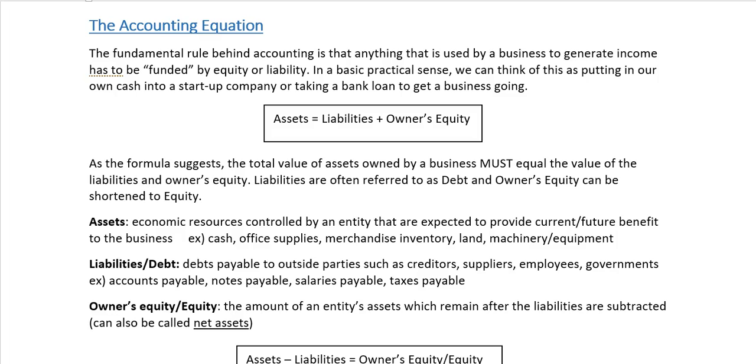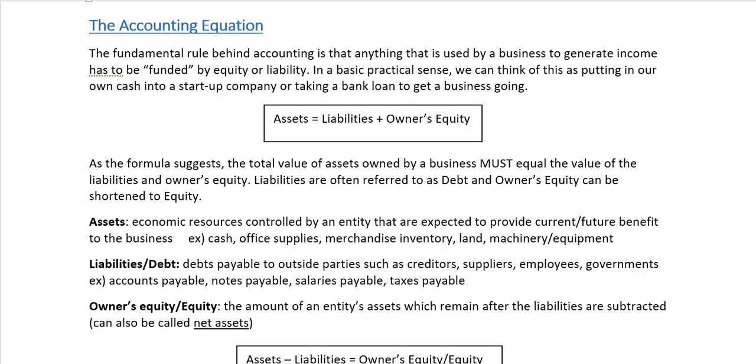Okay, so we're going to switch gears a little bit here, and we're going to go into basically the backbone of accounting, known as the accounting equation. The fundamental rule behind accounting is that anything that is used by a business to generate income has to be funded by equity or liability. In a basic practical sense, we can think of this as putting in our own cash into a startup company or taking out a bank loan to get a business going.